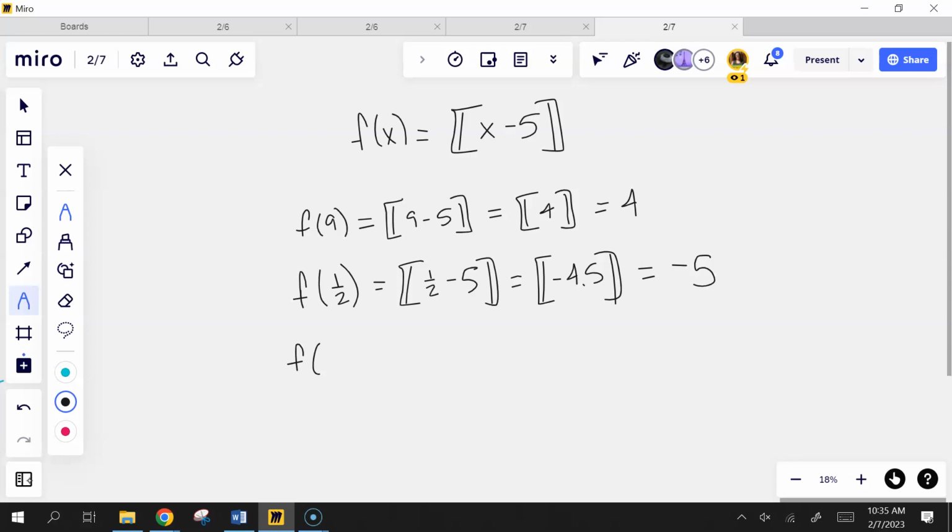All right, don't blurt this one out. Blurter of answers back there. Find f of negative 8.1. So we always round. Always round down.